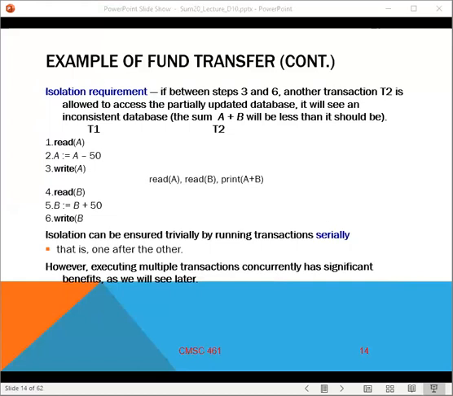As you can imagine, executing multiple transactions together concurrently instead of serially has significant performance benefits. And so the query optimizer becomes involved, and it has algorithms to help it decide which transactions it can run simultaneously or concurrently and not cause problems.